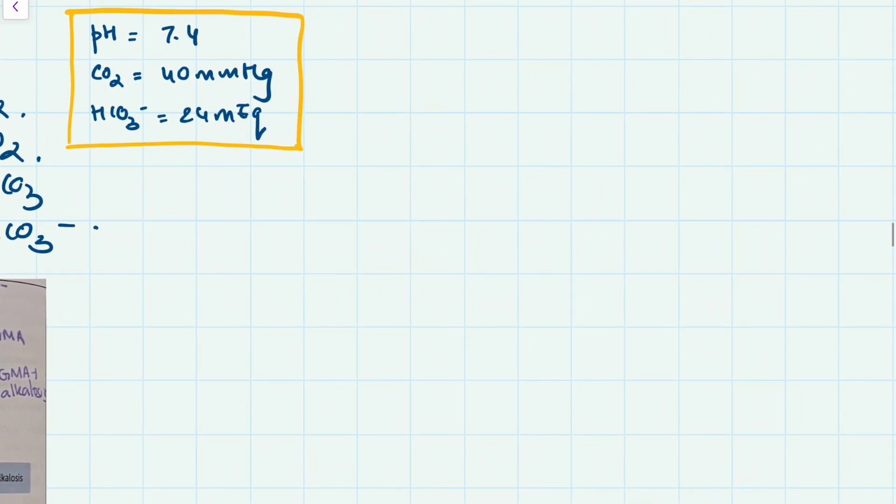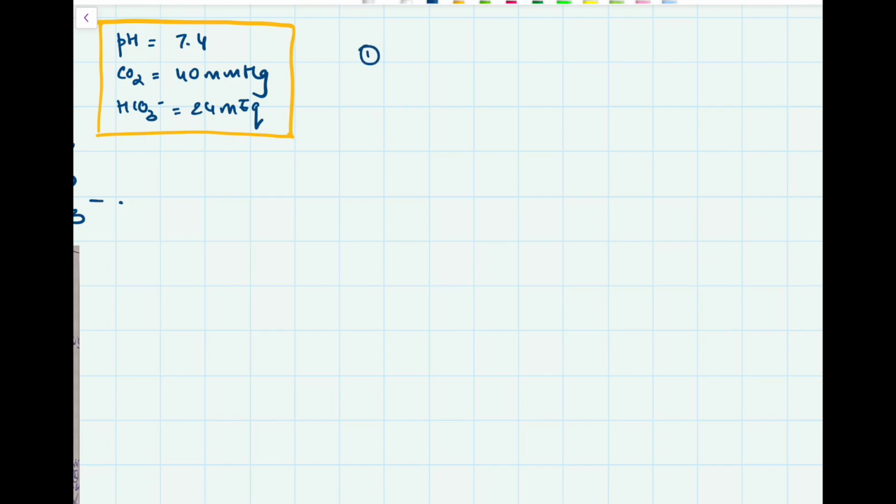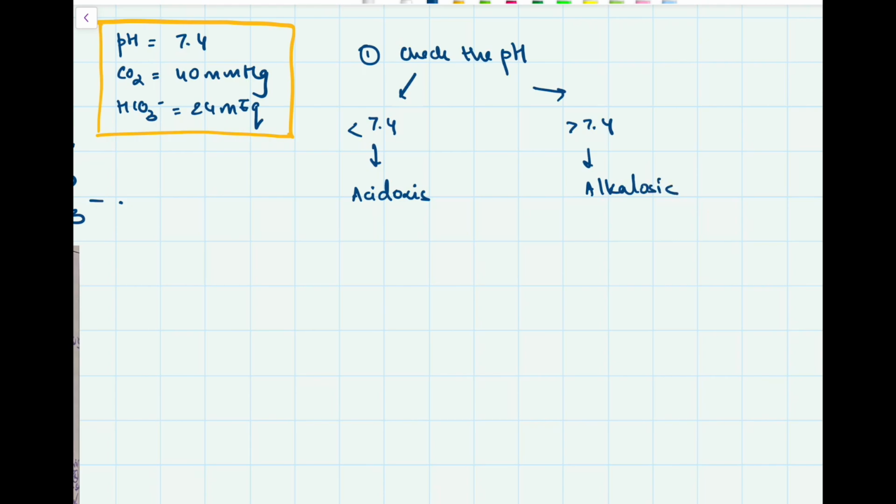Now the first step is to check the pH for any problem. The pH can be less than 7.4 or more than 7.4. If it is less than 7.4, then it is acidosis, and more than 7.4 is alkalosis, right? Very simple till here.